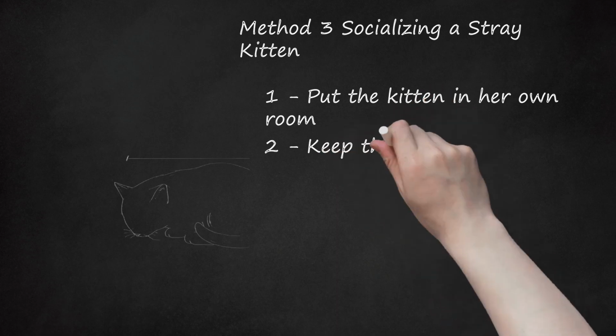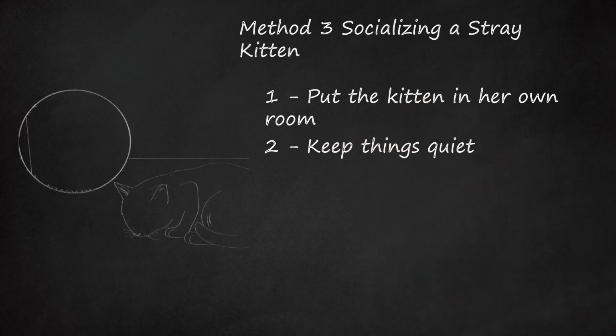2. Keep things quiet. Whenever you're around the kitten, move slowly and quietly. You should also speak to her often so she gets used to human voices, but speak softly. Make sure the room she's in doesn't have a lot of outside noise, if possible, and don't play music in that room until she's really comfortable.